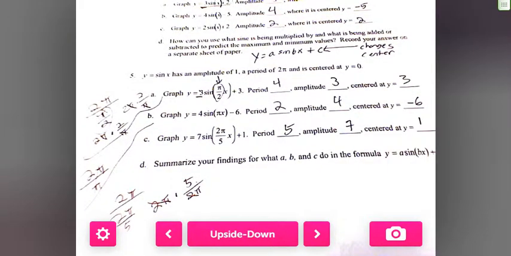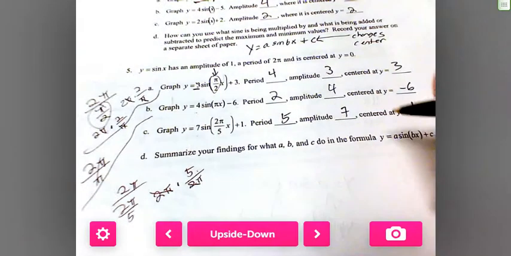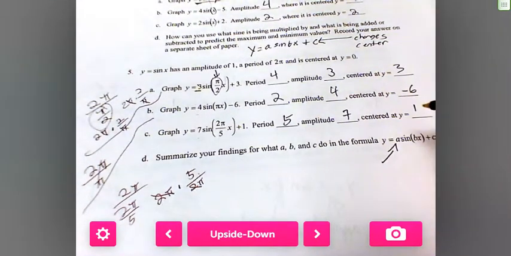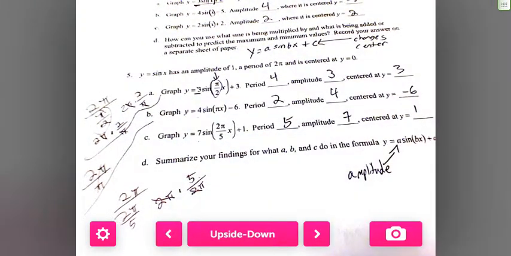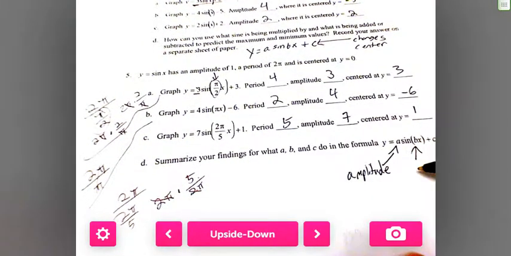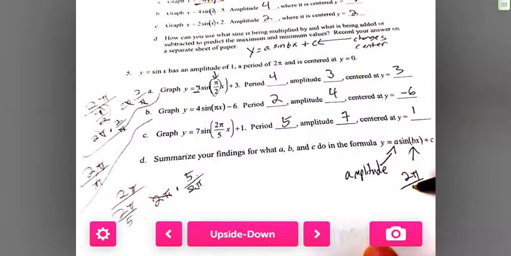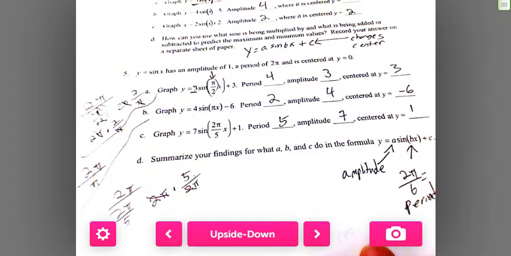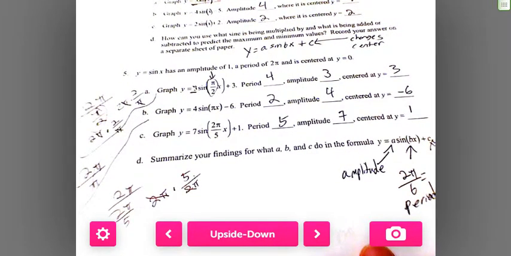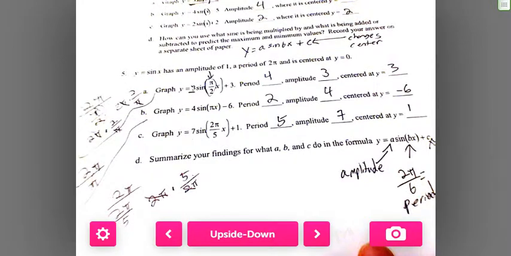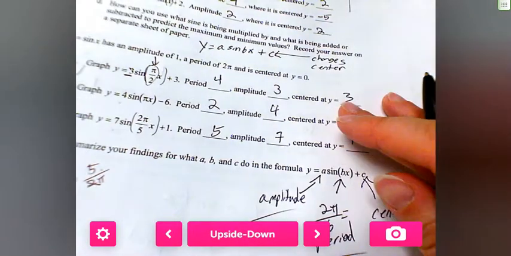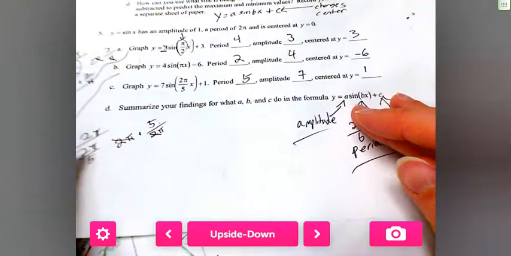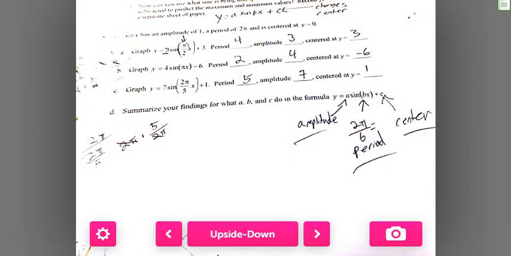Okay, so what did we learn? We learned that A is the amplitude. B, where the period is 2 pi over b. And C is the center. Okay? Yep. And then we're going to do a problem or two from your homework just to make sure you guys are super confident on this.